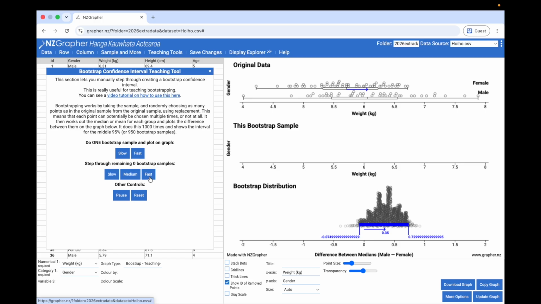Therefore, I cannot be confident that back in the population there is a difference in the median weights of male and female Kiwis, because 0 is inside the confidence interval.